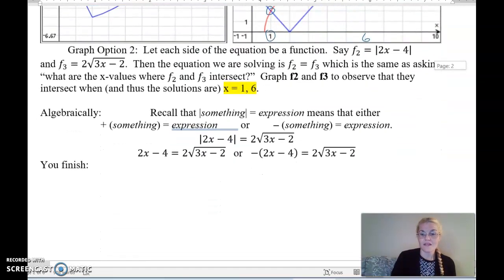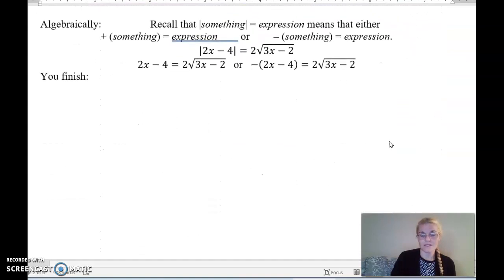Algebraically, you just have to remember that if the absolute value of x is equal to 3, that meant that x could equal 3 or x could equal -3. I'm going to write that negative x equals 3. Either positive this is 3 or negative this is 3. If negative x is 3, then that means x is -3.